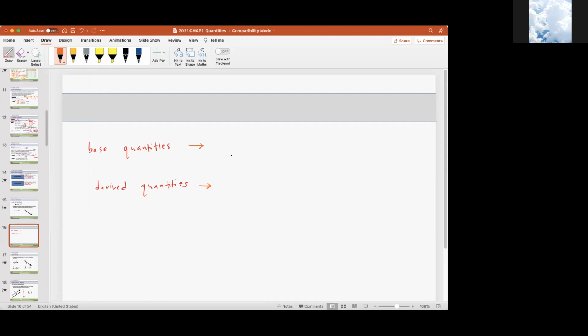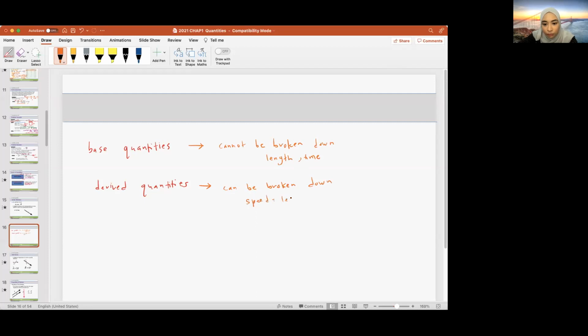Okay. So a base quantity is something that cannot be broken down into a smaller unit. For example, length, time. And for a derived quantity, you can break it down into smaller units. For example, speed can be broken down into distance over time. Okay, excellent. Thank you for that answer. Speed is length over time.